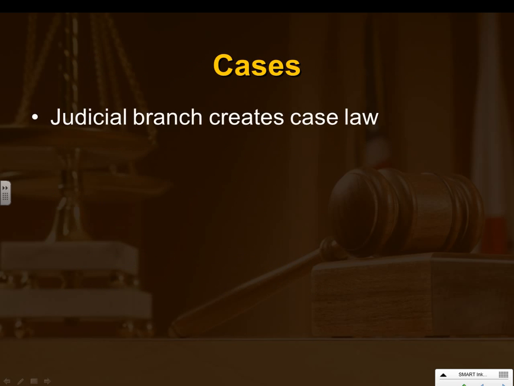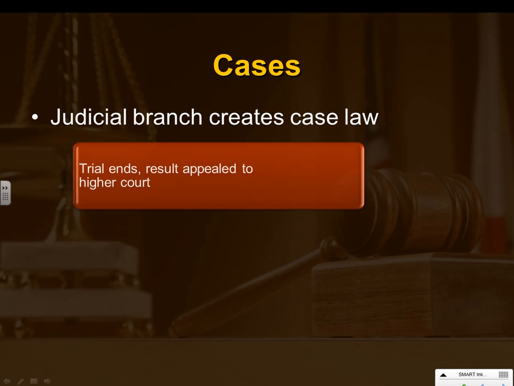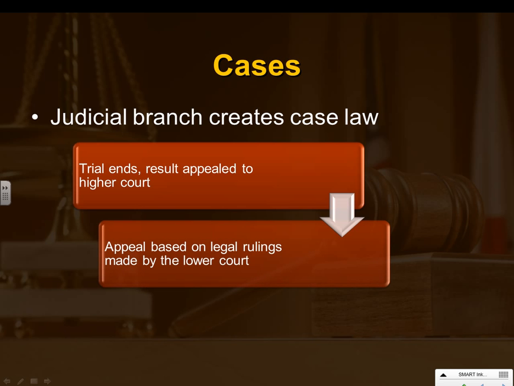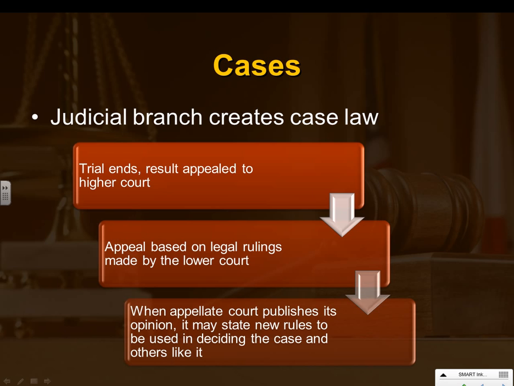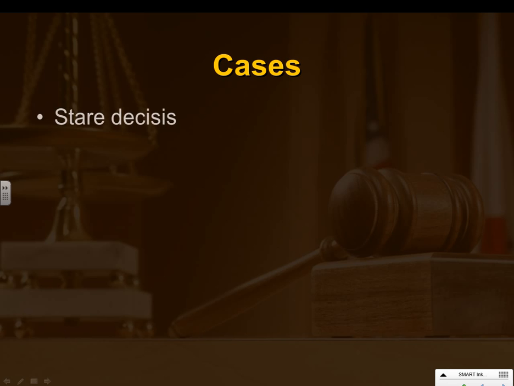The judicial branch of governments creates case law. Case law usually is made after a trial has ended and one of the parties has appealed the result to a higher court. This appeal will be based on legal rulings made by the lower court in deciding the case. When the appellate court publishes its opinion on a case, that opinion may state new rules to be used in deciding the case and others like it. This process creates case law. Similarly, each state creates case law through its state courts.